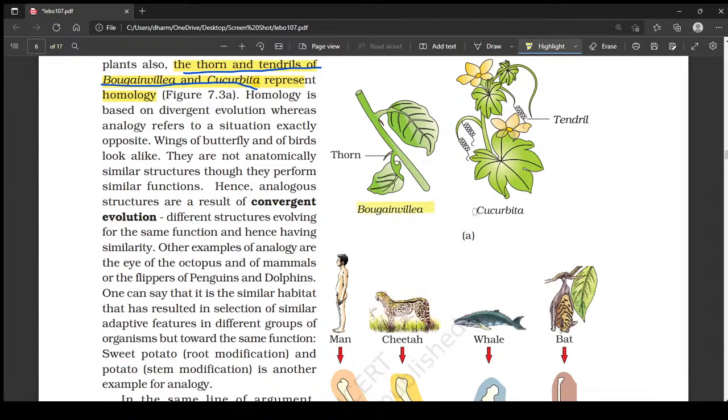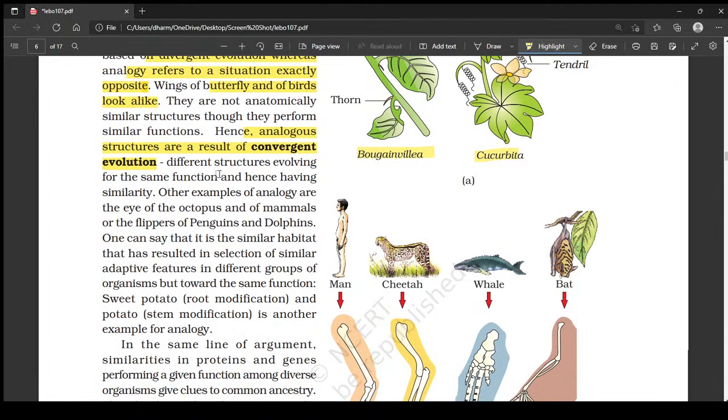This is Bougainvillea and this is cucurbita. Homology is based on divergent evolution, whereas analogy refers to a situation exactly opposite to it. Wings of butterflies and of birds look alike. They are not anatomically similar structures, though they perform similar functions. Hence, analogous structures are the result of convergent evolution.